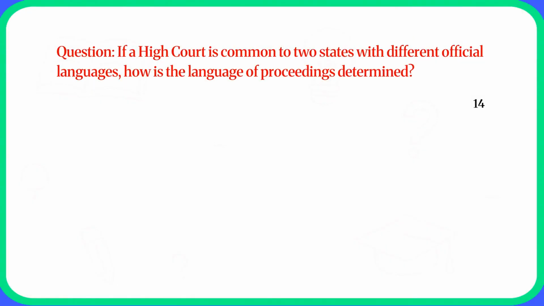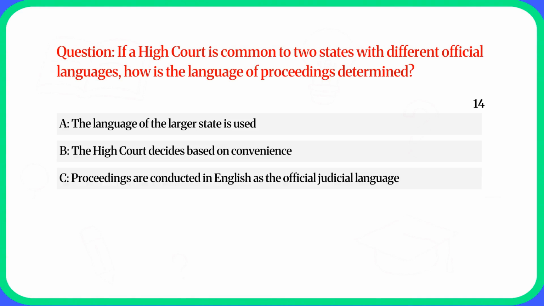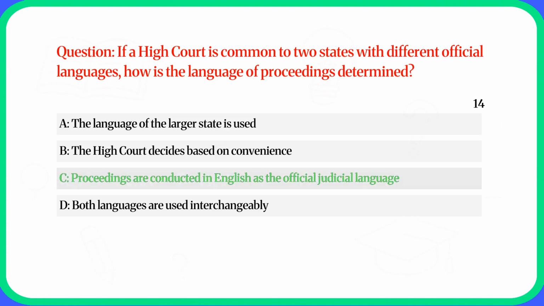Question: if a high court is common to two states with different official languages, how is the language of proceedings determined? Answer: C. Proceedings are conducted in English as the official judicial language.